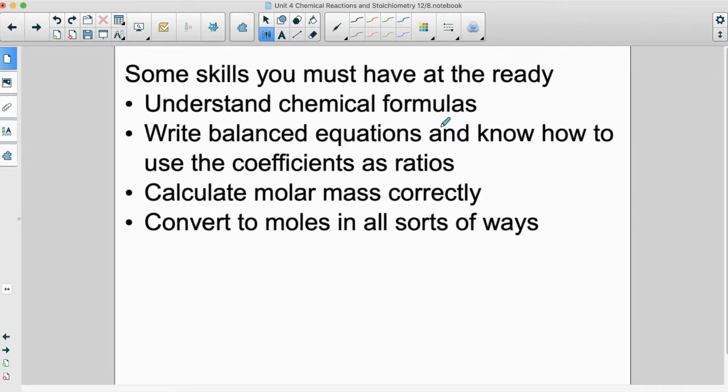So before we go on to look at a couple examples, remember some of the skills that you need is to understand chemical formulas, write balanced equations, know how to use these coefficients as ratios, calculate molar mass, and convert to moles in all sorts of ways. You might want to add some things to this list. For you, maybe it's different. Maybe there are other skills that you want to add.